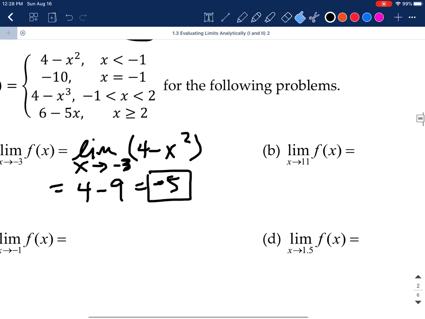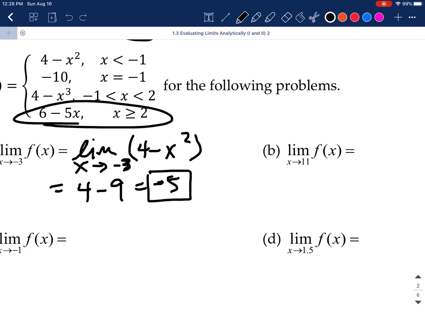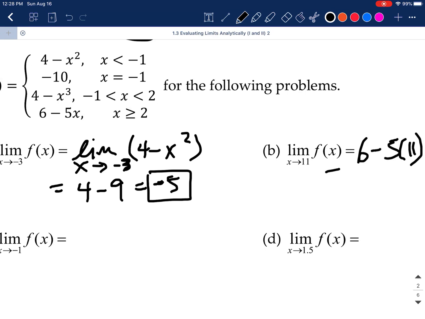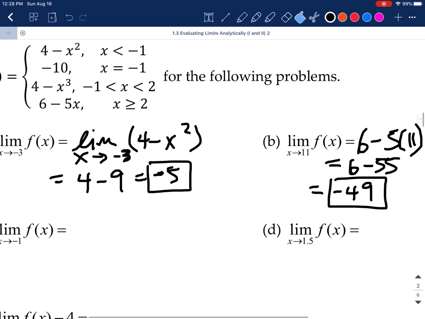Okay, and then similarly for b, x is approaching 11, so that's going to be in our last domain. So 6 minus 5x, so we'll just go directly to evaluating that. So 6 minus 55, which is -49. So again, these are values not in your boundary points. For polynomials, we don't have to worry about discontinuity, so we can just use direct substitution.